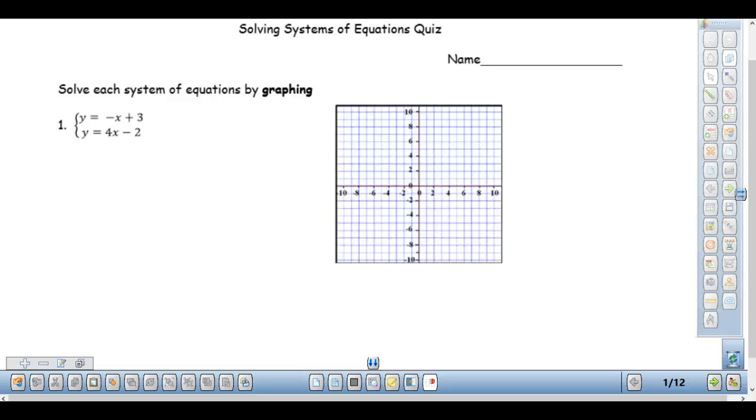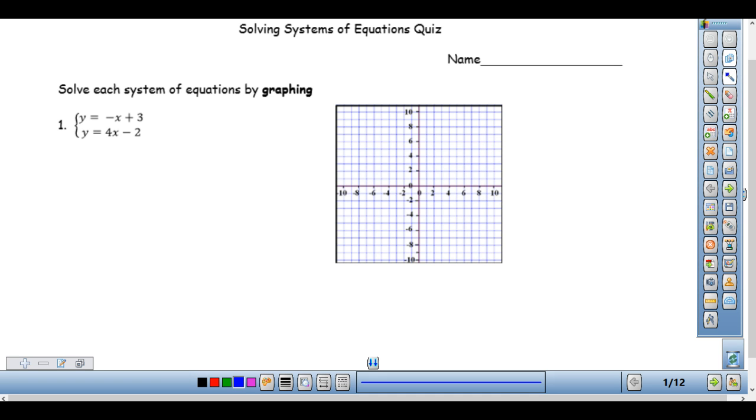Alright guys, we got to make corrections to your quiz. So, solving by graphing, usually we've been doing this on our calculator. Some of you got a couple off because your graphs were so far off. Make sure that when you graph these, this top equation starts at 3, so we need a point at 3, and the bottom equation's at -2, so you should have a point at -2.